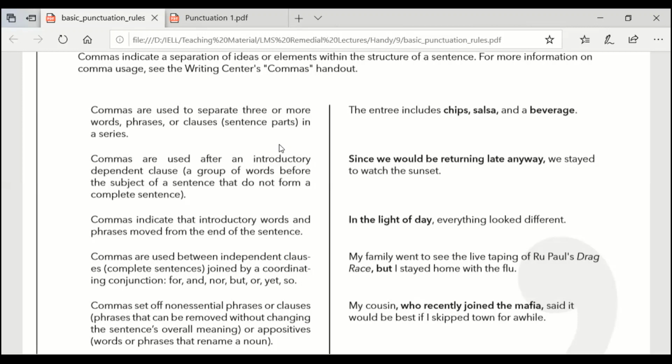dependent clauses are the clauses that do not make any sense when they are used independently or when they are written on their own. For example, here is an example in the bold: since we would be returning late anyway. If I say just this part and skip the later part, it does not make any sense. It definitely means that there's something else coming up. So this is the dependent clause.